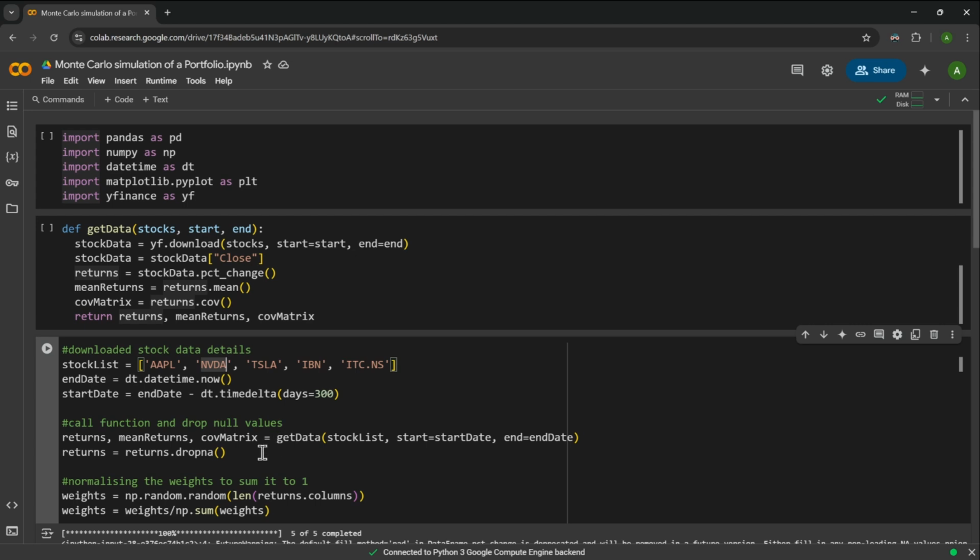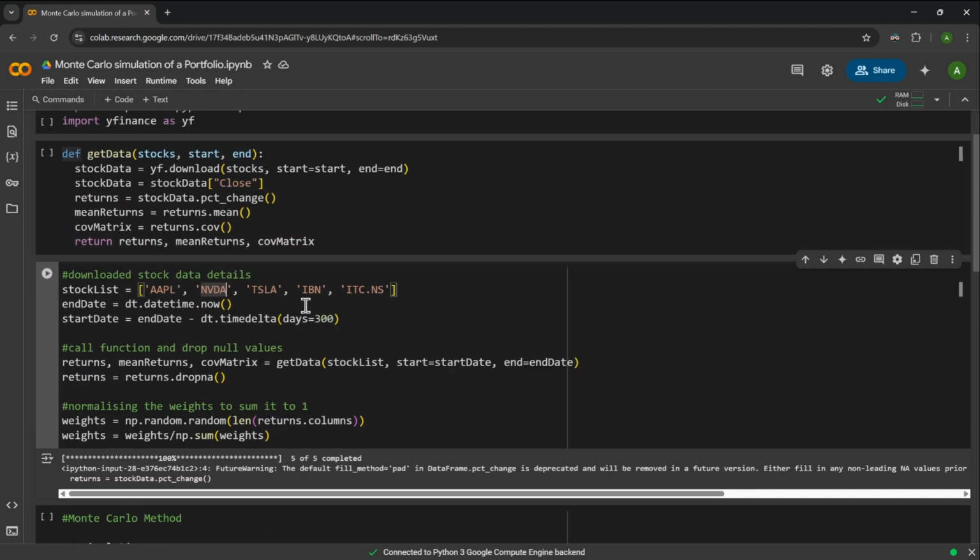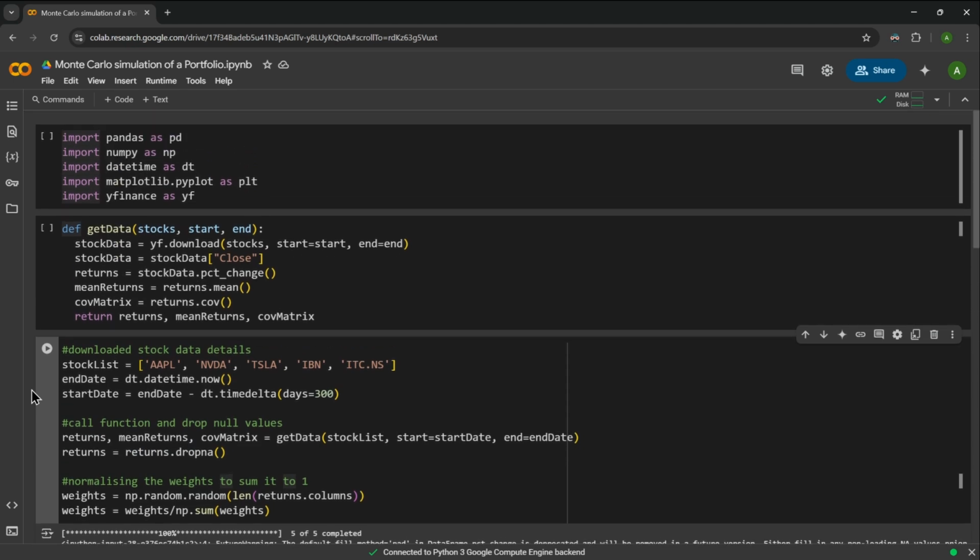And so when we are doing the Monte Carlo simulation, we don't want the data to have any NaN values because that would affect the simulation. So this is what our end output is going to be like, and we don't want anything to affect this because of NaNs. So we just remove all the NaN values. And now what we do is, always in a portfolio, we invest in different proportions, right?